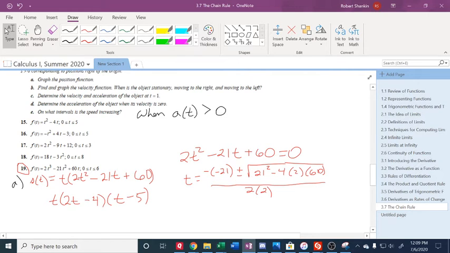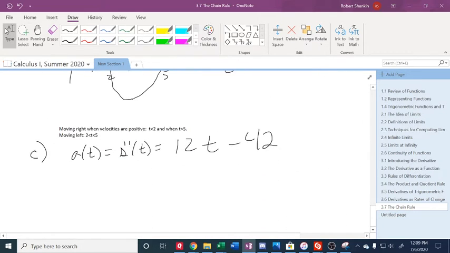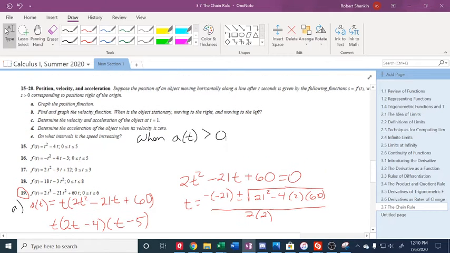So you want to look at your acceleration function, and our acceleration function is this one, and then when is this going to be positive? When this is negative, like for instance, if t was 1, we'd get a negative acceleration. But if t was 10, I'd get 120 minus 42, which is positive. I'd get a positive acceleration. So you want to find all the t that would cause this to be a positive acceleration. Okay.